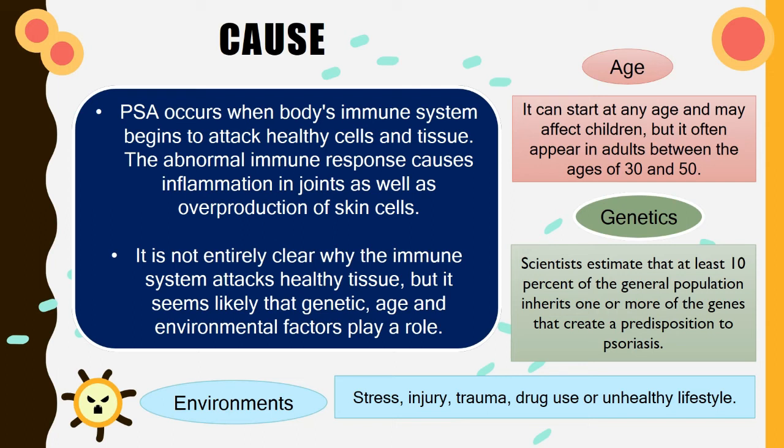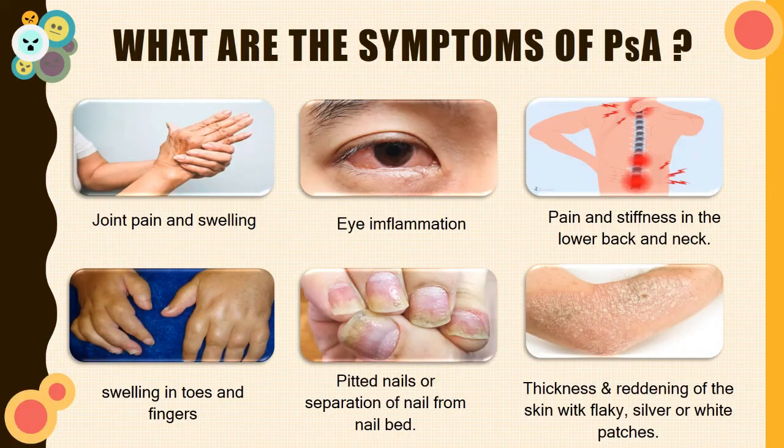Lastly, it is caused by environment. It happens when someone is stressed or injured. Some people may develop psoriatic arthritis in a joint after an injury, trauma, smoking, or unhealthy lifestyle.